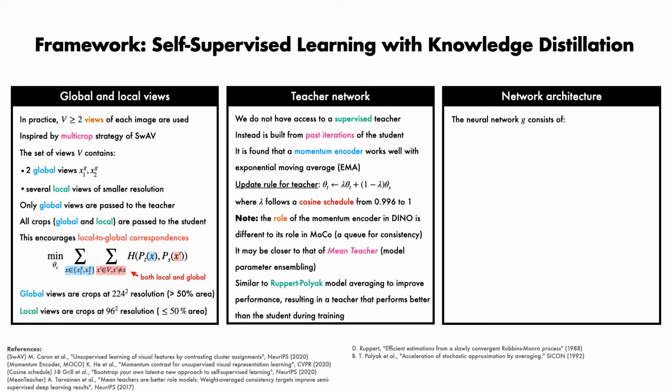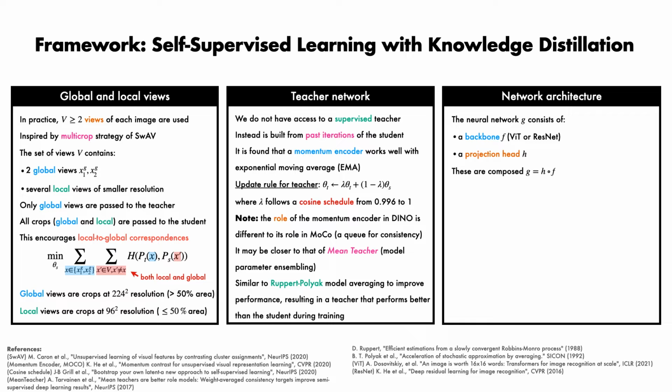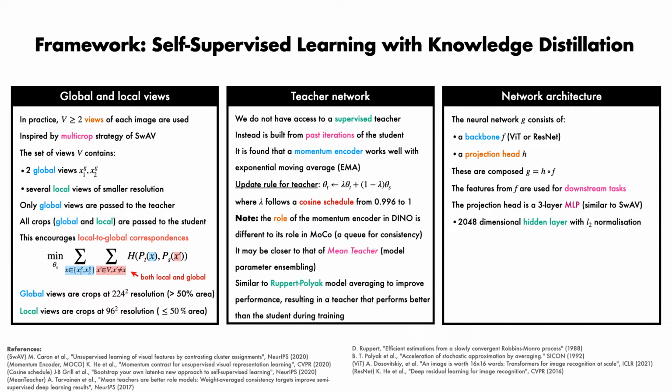Turning to network architecture, the network G consists of a backbone, F, for which ViT and ResNet are investigated here, and a projection head, H. Together, these are composed together to form G. After training, the features produced from F are then used for downstream tasks. The projection head is a 3-layer MLP, similarly to that of SwAV, comprising a 2048-dimensional hidden layer with L2 normalization and a fully connected layer with weight norm that has an output of K dimensions.